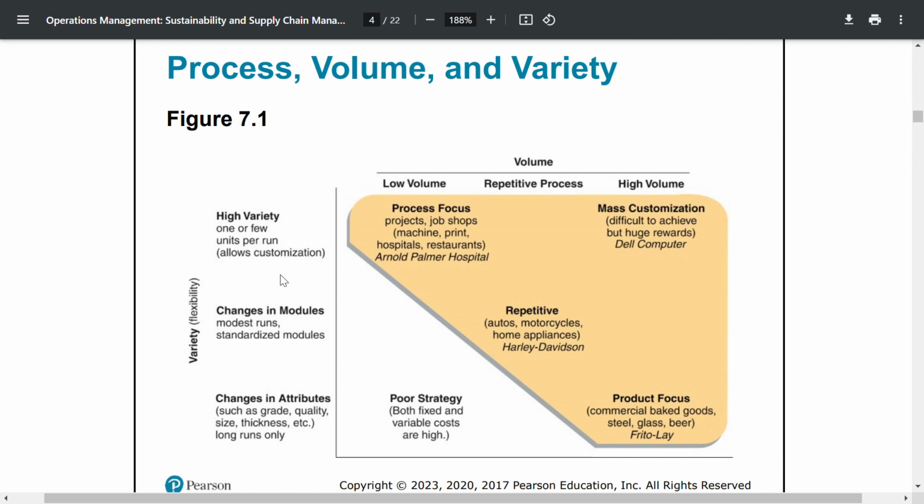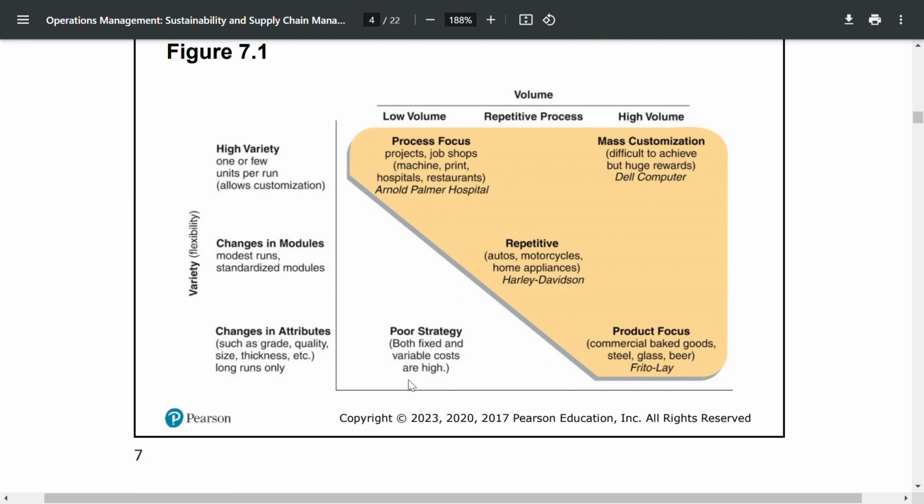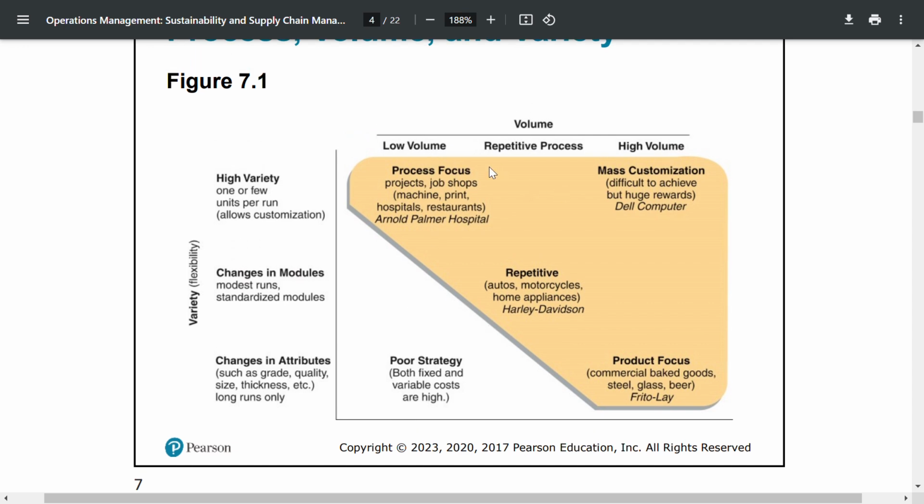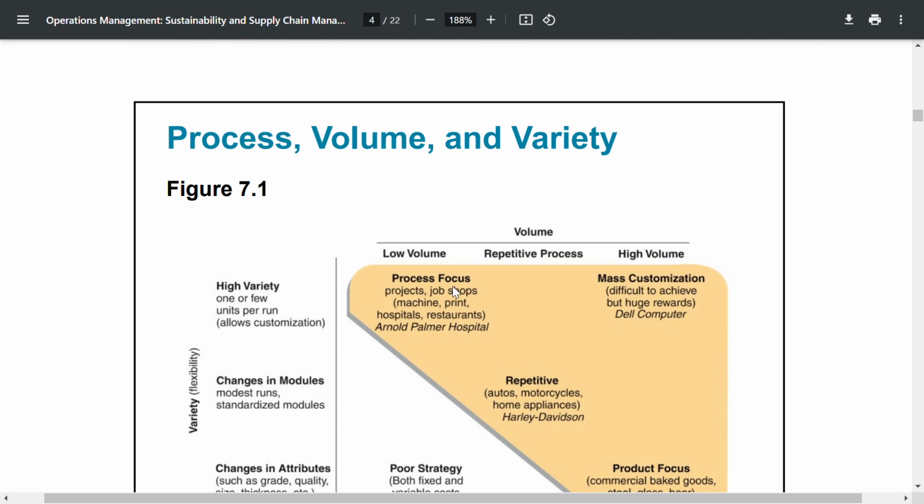And then we have high variety, which is one or few units per run. So each run we're gonna produce a different unit, a unit that's very differentiable from other units, and that's basically high variety. And then on the x-axis we have the volume. Low volume is basically we're not producing a lot of quantities. Repetitive process is just producing a medium amount of volume. And then there is high volume. So we're producing mass for the masses.